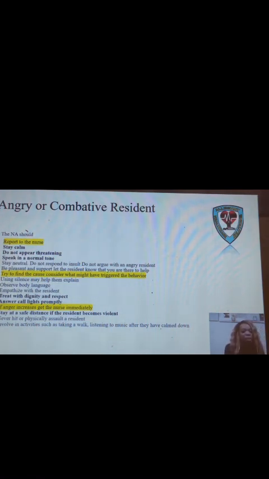For your angry and combative resident, you want to answer all call lights promptly for all residents. If the anger continues to increase, it's okay to go and get the nurse. You want to stay at a safe distance if the resident becomes violent. Never hit or physically assault a resident.